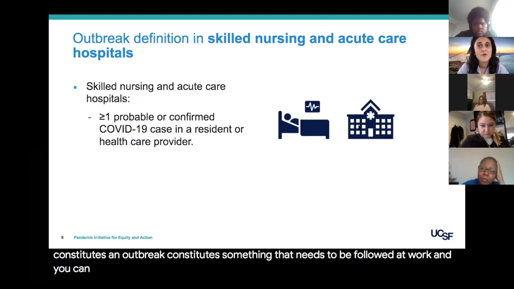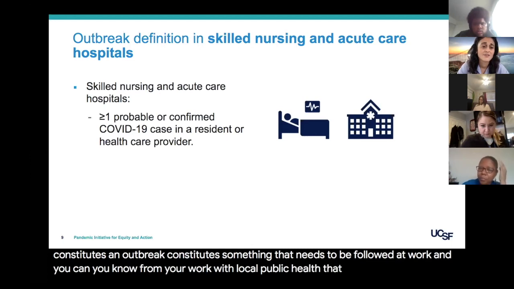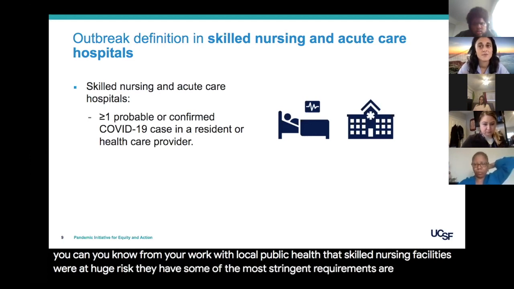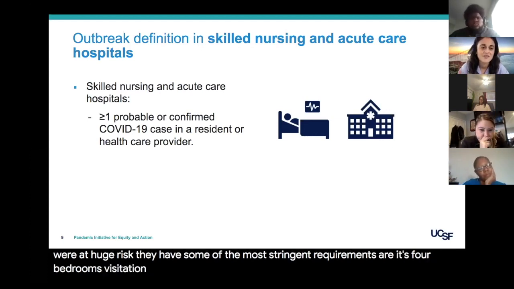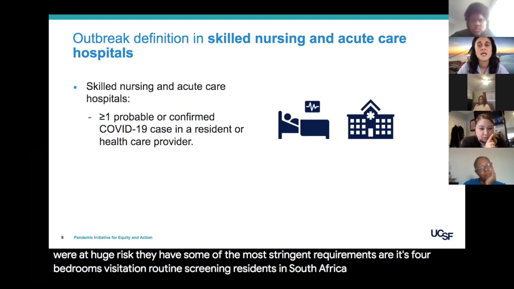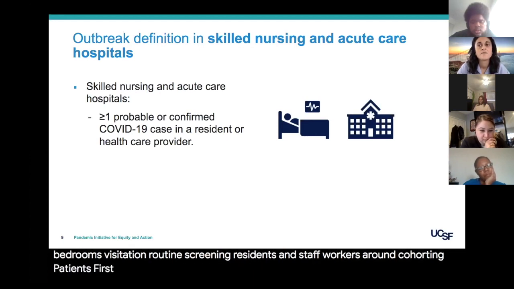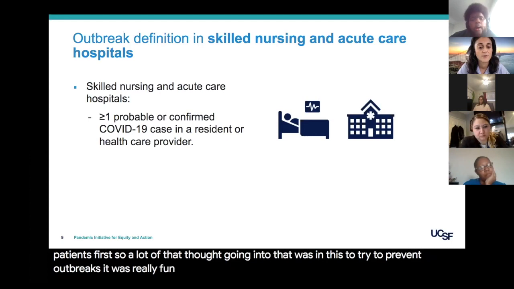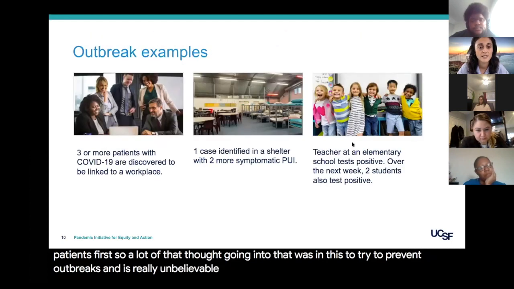And you know from your work in local public health that skilled nursing facilities are at huge risk. They have some of the most stringent requirements, and we'll hopefully talk about this more, around visitation, around routine screening of residents and staff members, around cohorting patients if people are symptomatic. A lot of that thought is going into trying to prevent outbreaks in this really vulnerable group. Okay, next slide.